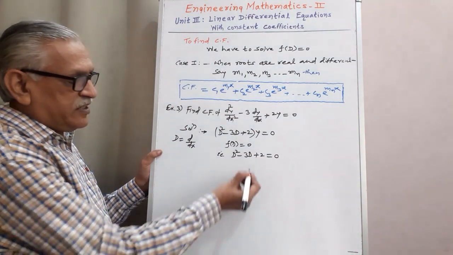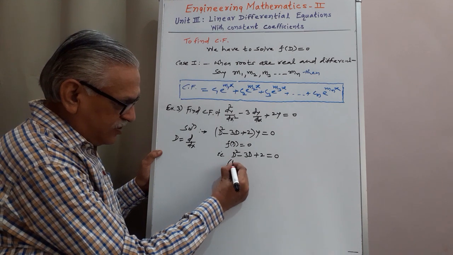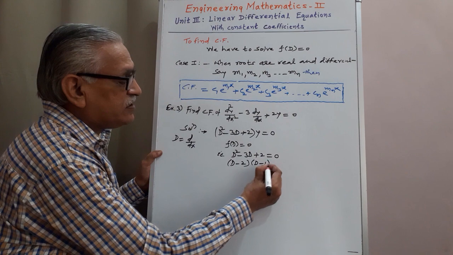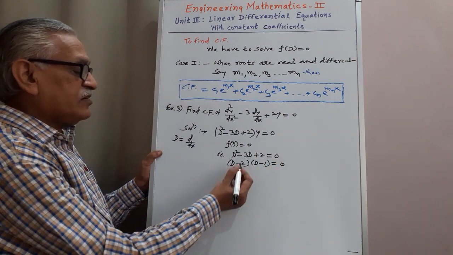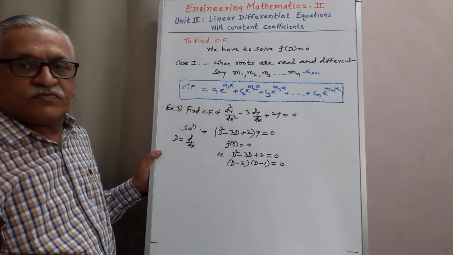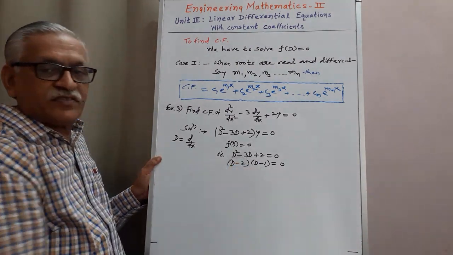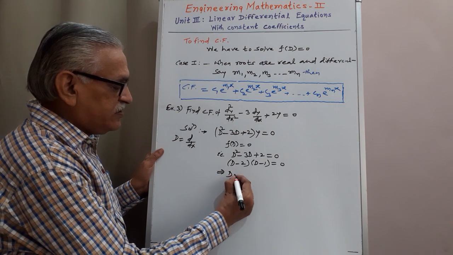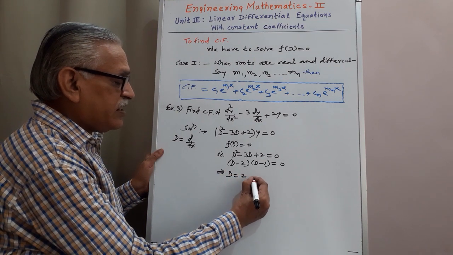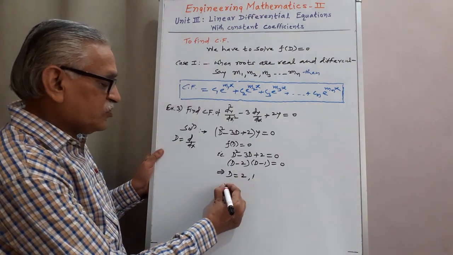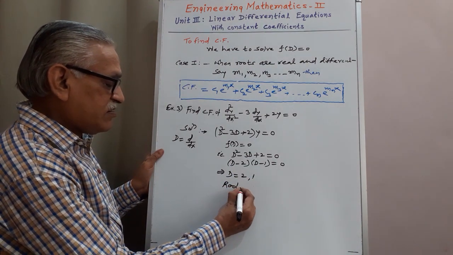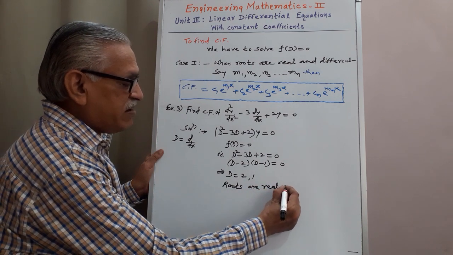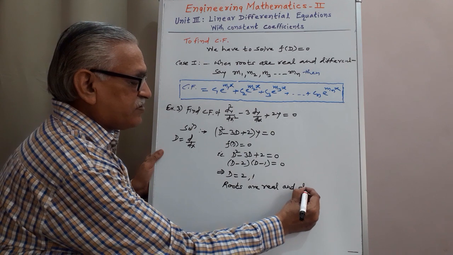Product must be 2 and sum must be minus 3, and therefore it must be (D minus 2)(D minus 1) equals 0. Product of minus 2 into minus 1 is plus 2 and sum of these two is minus 3. Then equating each to 0, we get D equals 2 and D equals 1. Here roots are real and different.